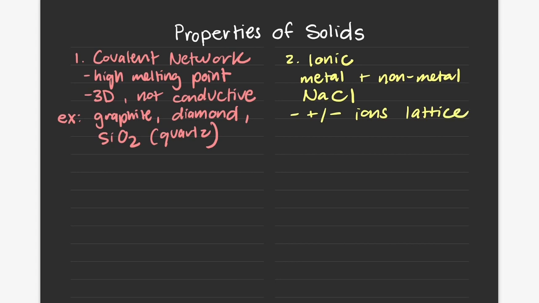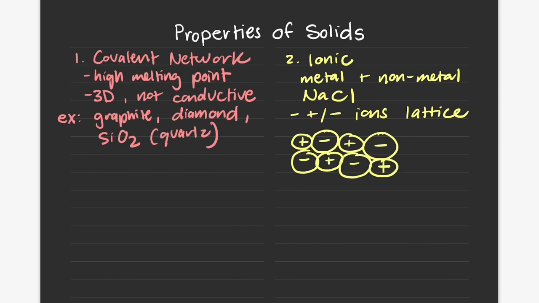So what that means is it'll look something like this. The positively charged ions are smaller, of course, because the anions are larger due to electron repulsion. And you see how the same ion, the same charged ion, is never touching itself because of the alternating structure. So if you're ever asked to draw an ionic structure or identify one, it looks similar to that.